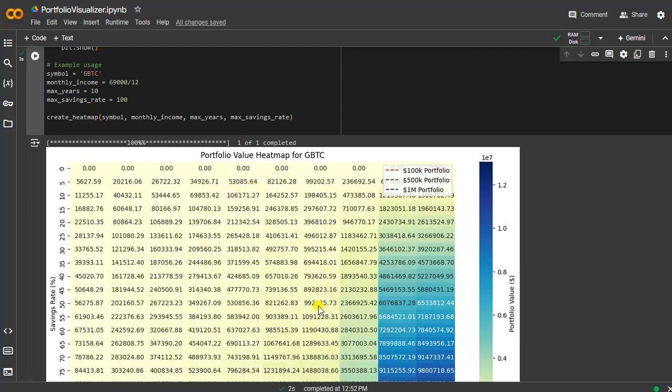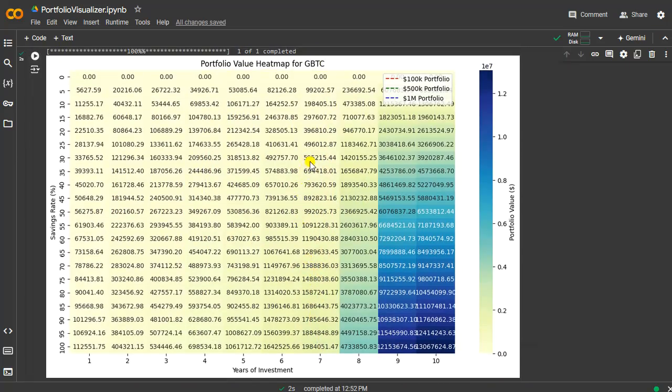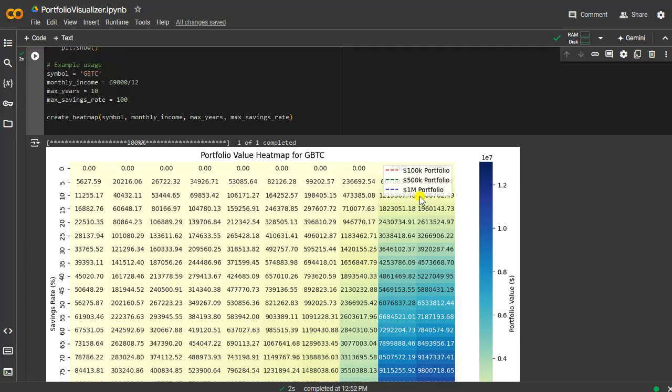Okay, now after a couple of years, say 8 years with a 30% savings rate into GBTC, it would have yielded $1.4 million. Okay, so it's possible. So it's possible below 10 years. There are many examples. You would have to identify trends early.